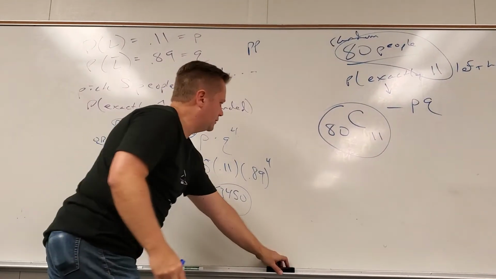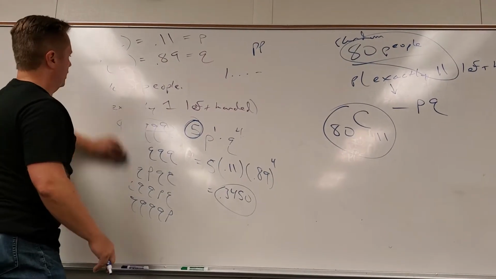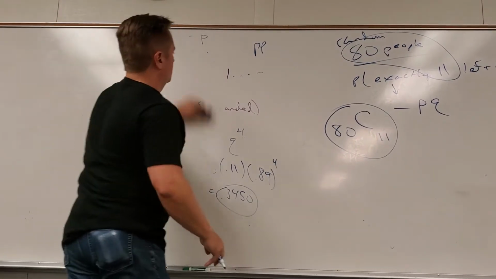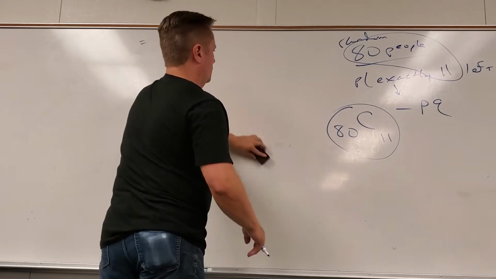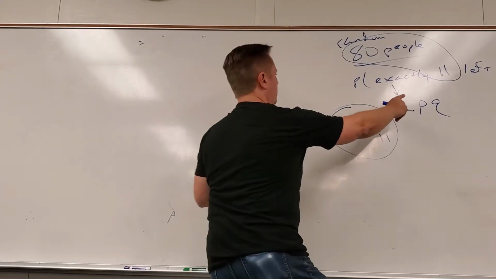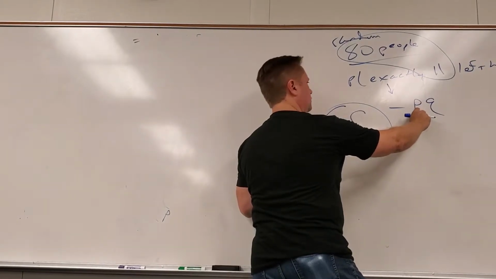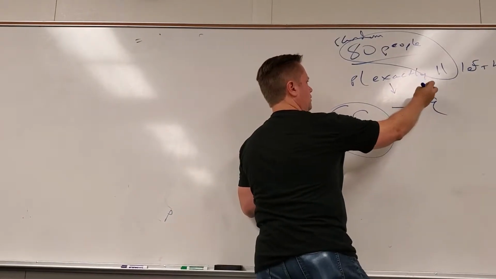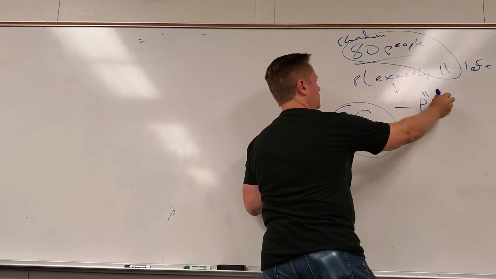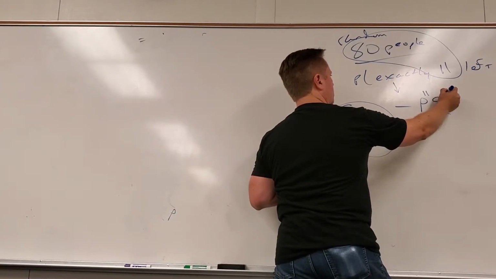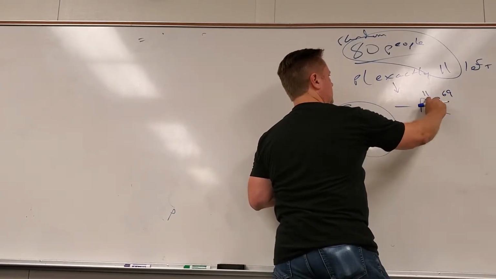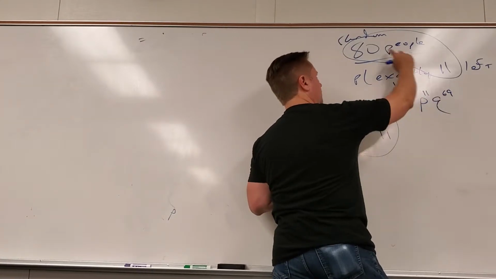Now watch. All right, let's do this. Here's one we can handle by hand that's still kind of long. Real quick, before I get too far away, what would the power be on the P here? How many successes do I want? 11. How many failures? Because these always have to add up to the total.